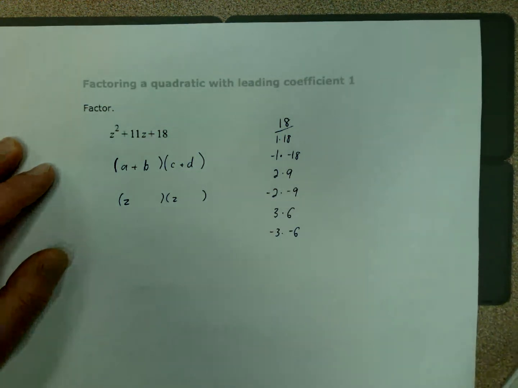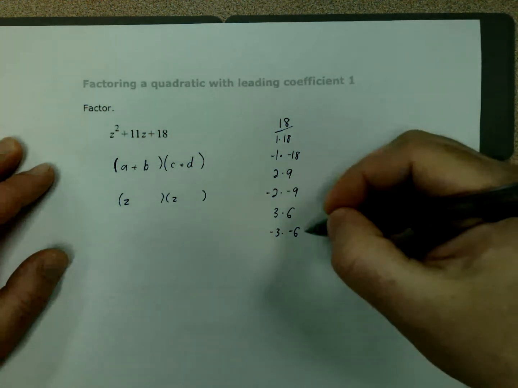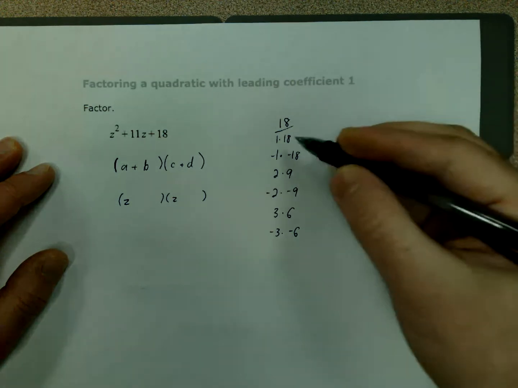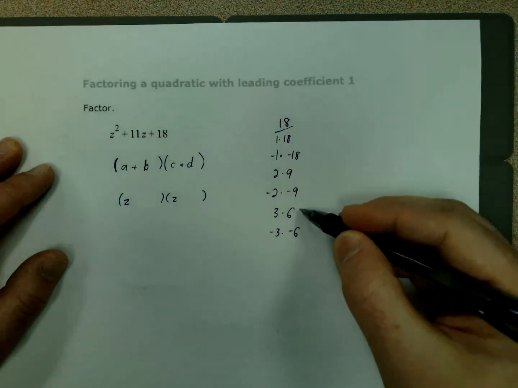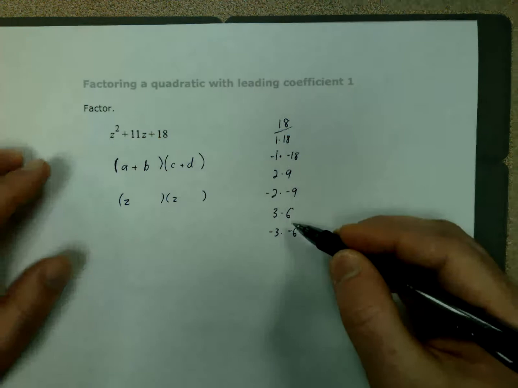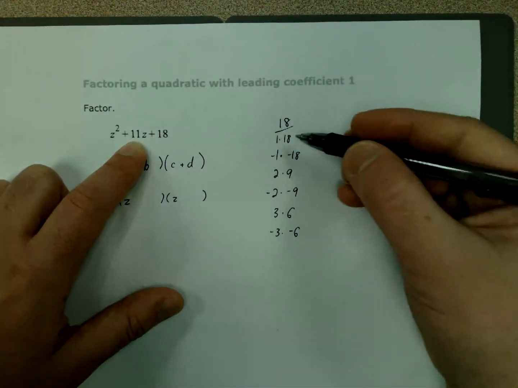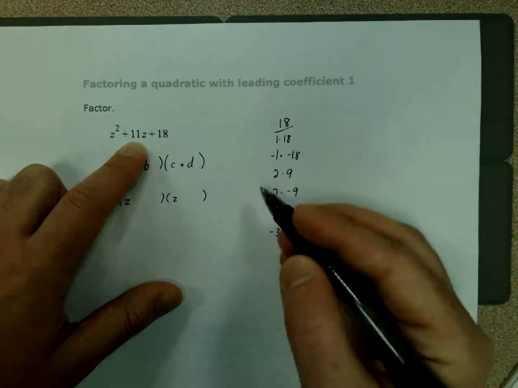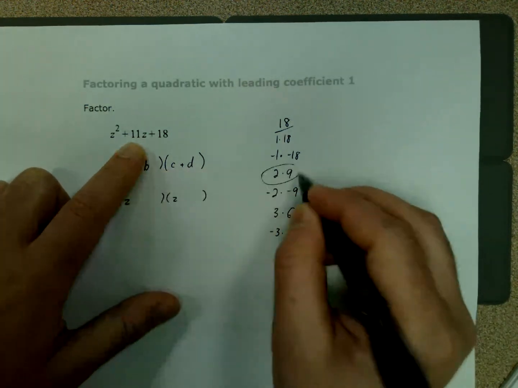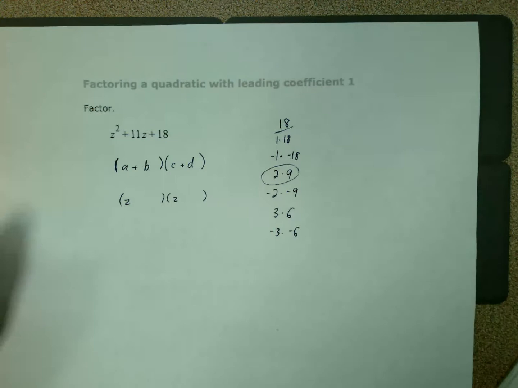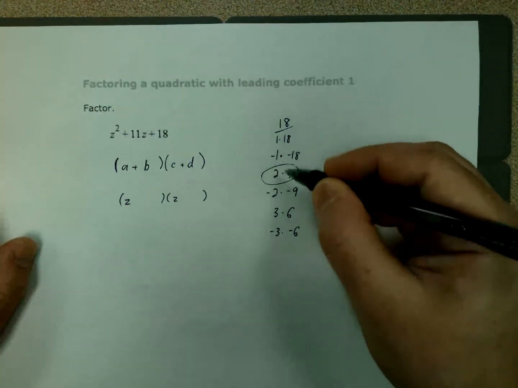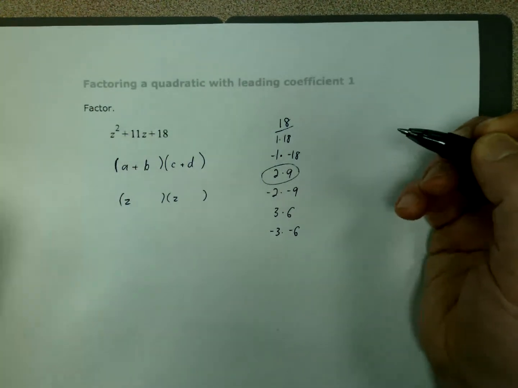Okay. Looking at those, I'm looking for which of these, if I add up the two factors, are going to add up to my middle coefficient. So I'm looking for which ones add up to 11. Notice this is a positive 11, so I want the positive 2 and the positive 9. So 2 times 9 is 18, 2 plus 9 is 11.